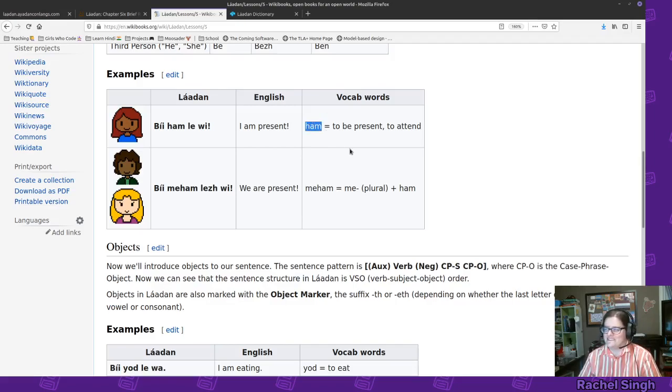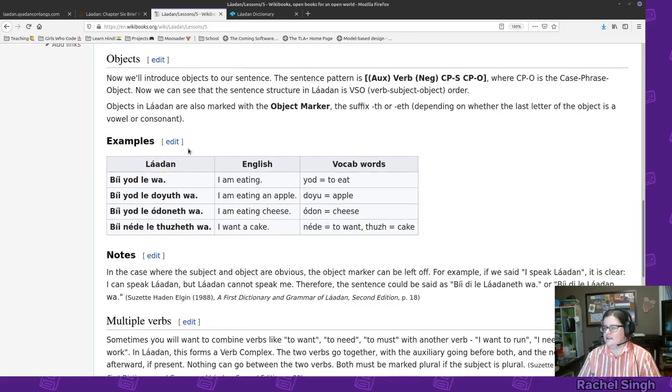So I am present, him, hum. I want to read that in English, but it's hum. To be present, to attend. Be hum lewe. And then we are present. Be me hum lejwe.